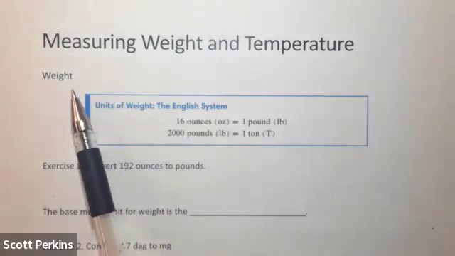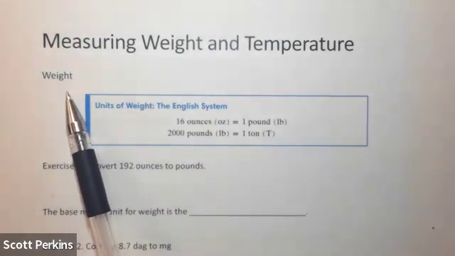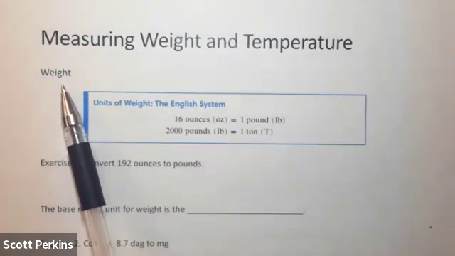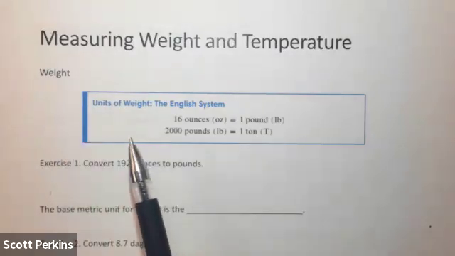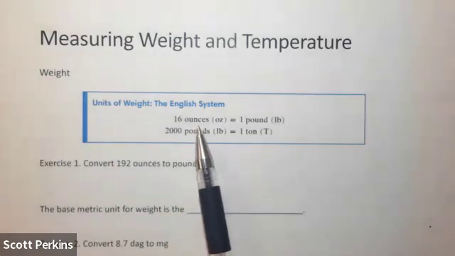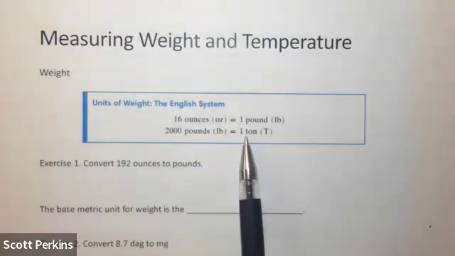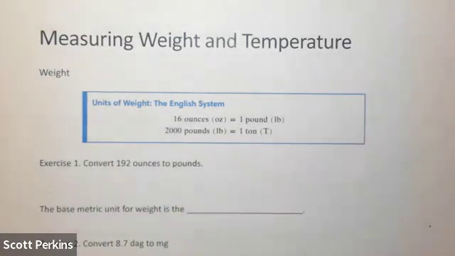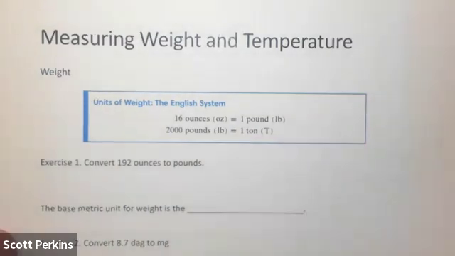And in the US system or the English system, which we are used to in the United States, we have several units for weight, ounces, pounds, and tons. And so we're just going to practice a super straightforward unit conversion. We're going to convert 192 ounces to pounds. So this is great. Good review for us.